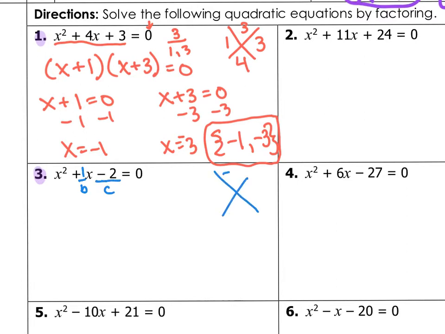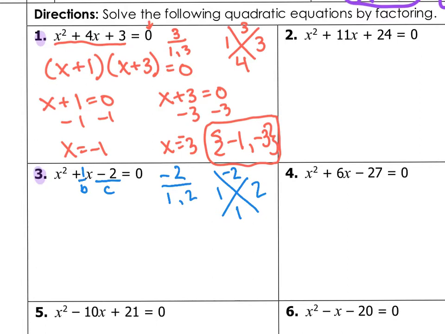C here is negative 2. And b is positive 1. So what this is telling me is that I need to find factors of negative 2 that add up to positive 1. And really, there's 2 ways that this can go. The only factors of 2 are 1 and 2. So this is going to tell me that one of these is going to be negative.